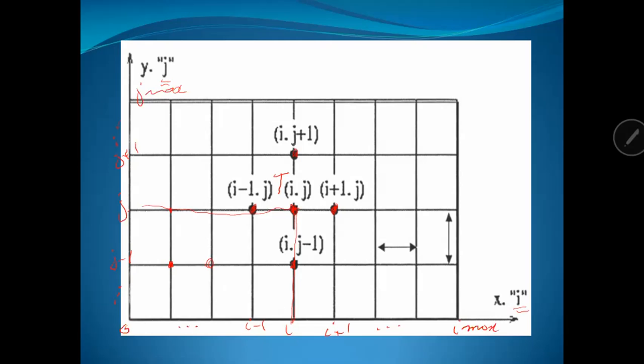Boundary condition when x equals 0: these points here, whatever y, all these points are for x equals 0, whatever y. That means i equals 0, and j goes from 1 to j max. Okay, there are thermocouples placed here, so I can measure the temperature. And then these nodes have known values.